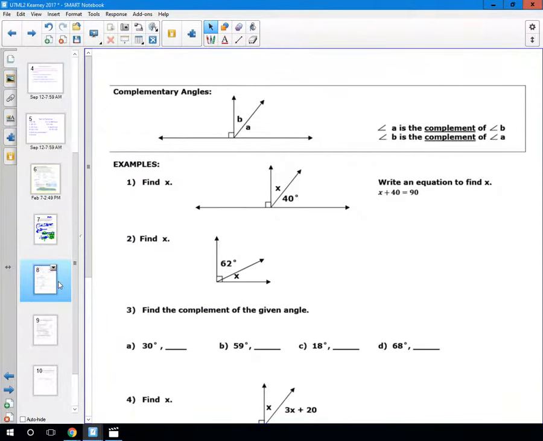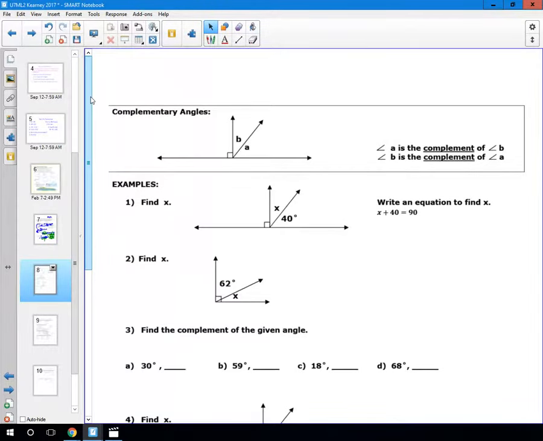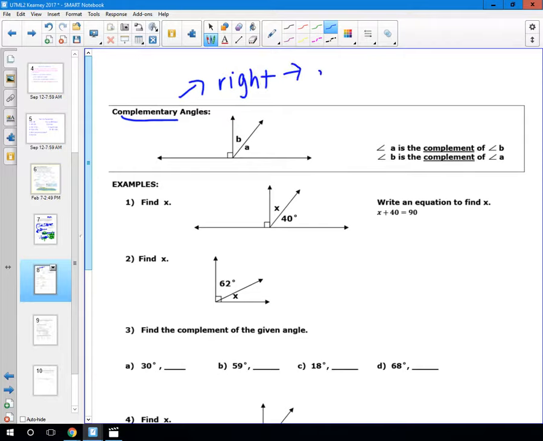So that was supplementary. Let's talk about complementary. When I hear complementary, I hear compliment. And to compliment someone is to say something nice, which is the right thing to do. So compliment reminds me that it's the right thing to do, which right reminds me of 90 degrees. Okay? So complementary angles are two angles that add up to 90 degrees.